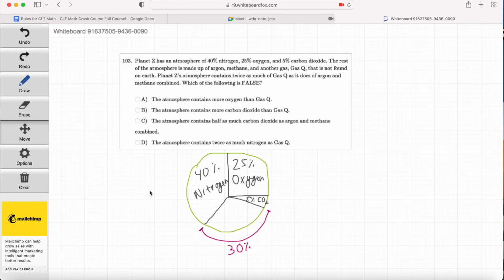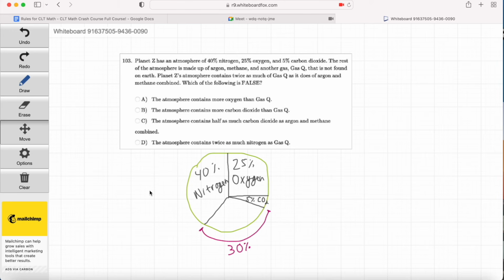So that's made up of, let's see, it contains twice as much of gas Q as it does of argon and methane combined. Do you understand what that statement means, Karis? Kind of. So what is there more of? More gas Q or more argon and methane? More gas Q. In fact, it's twice as much as argon and methane combined.